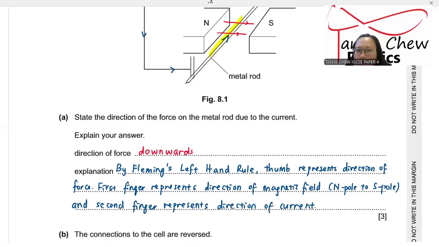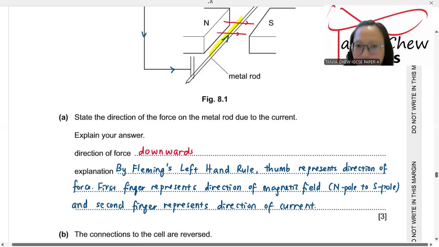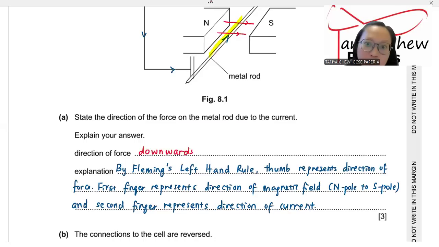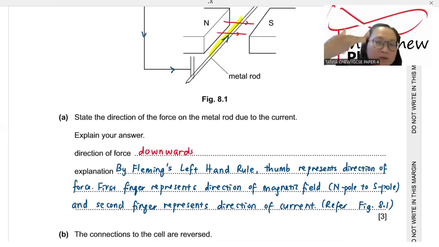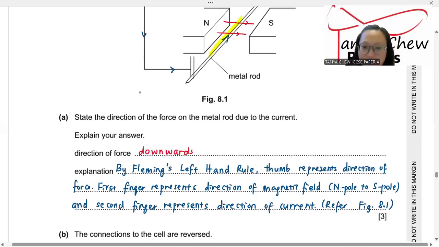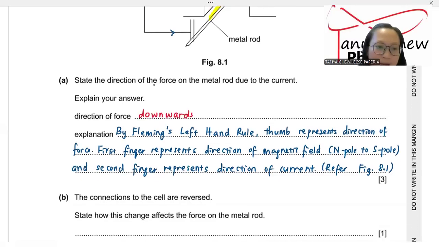So if you draw anything on the figure that they provided, you can actually ask the examiner to refer to the figure. Okay, refer Fig 8.1, no problem, no harm, right? They won't deduct your mark because of that. Some people are not good in explanation, but they draw something. So that is why the examiner will use the figure to give you the mark, right?